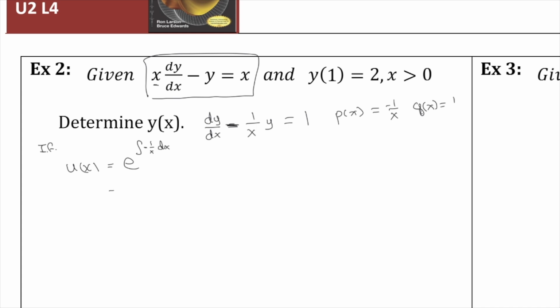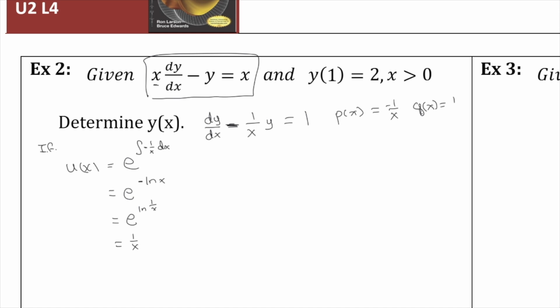Okay, so we should integrate this, and we get e to the negative natural log of x. Now there's a plus c, but we don't write it at this point when we find our integrating factor. This can be simplified though. e to the natural log of 1 over x, which simplifies some more. That is just 1 over x. So the integrating factor is 1 over x.